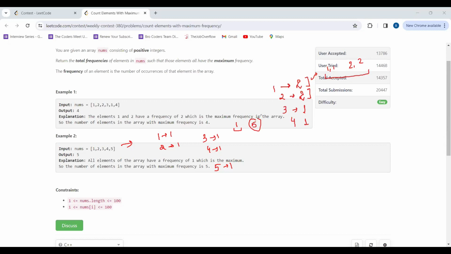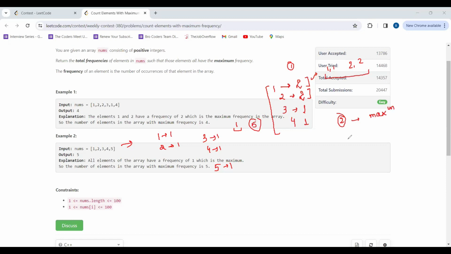Okay. So simply what we can do is create a map. In that map, we can store the frequency of every element occurring in the array. For example, here we'll store all the elements occurring in the array, and in that map, we'll increment the frequency of every element occurring. Now, in the second iteration, we can iterate over the map to check what is the maximum frequency of any individual element.